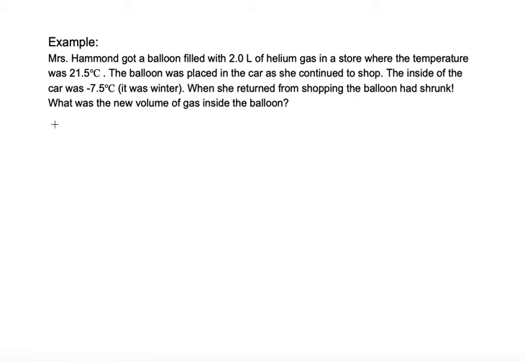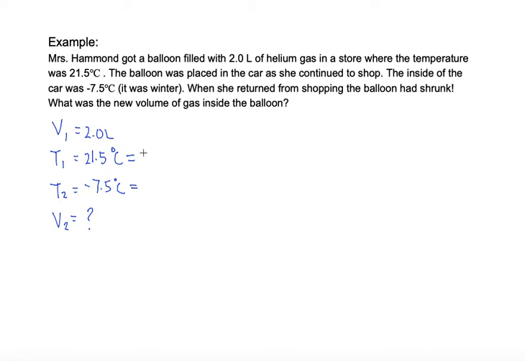Like any other question, keep track of what we have. Initially the volume was 2.0 liters. The initial temperature was 21.5 degrees Celsius. The new temperature is negative 7.5 degrees Celsius. And we want to find the new volume. Now, one thing with gases, we can't use units of degrees Celsius. We have to convert to Kelvin. Both temperatures have to be in Kelvin to be used in these gas calculations. To go from Celsius to Kelvin, we just add 273.